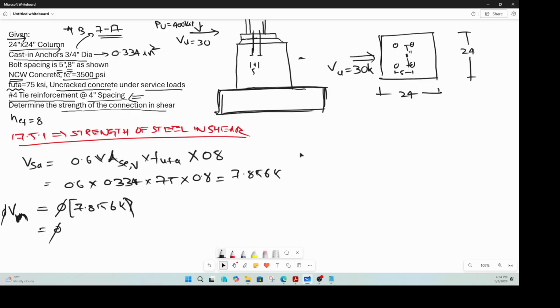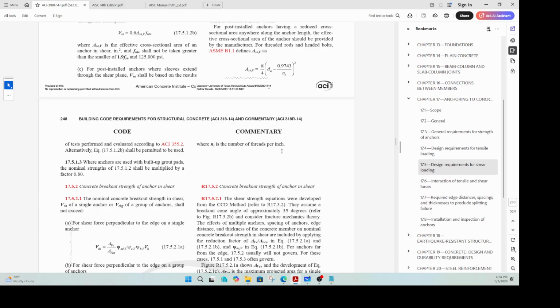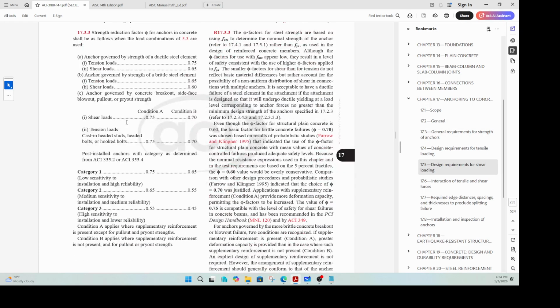So if you go back to the code and go to the strength reduction factors, roughly 17.5.3, you will see a bunch of factors. There are factors for shear loads and tension loads. If the anchor design is governed by strength of ductile steel, then you'll have to pick up information from there. If it is by brittle steel, then you have to pick up information from here, right?